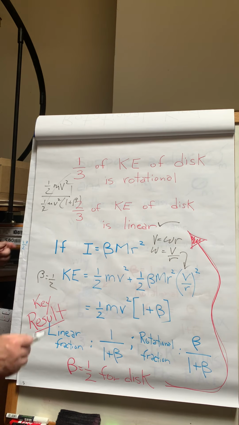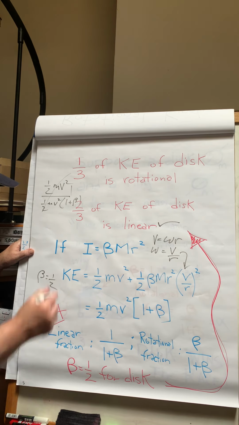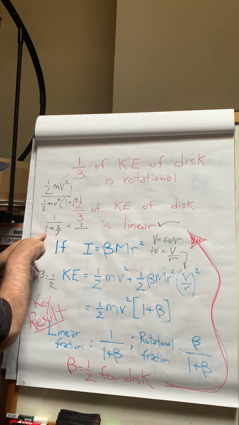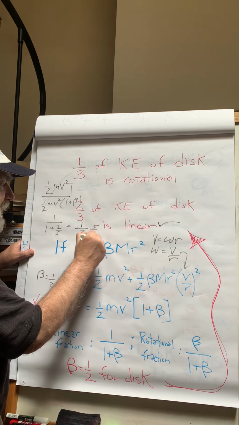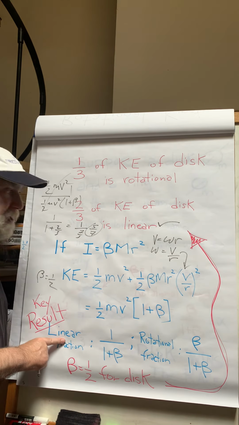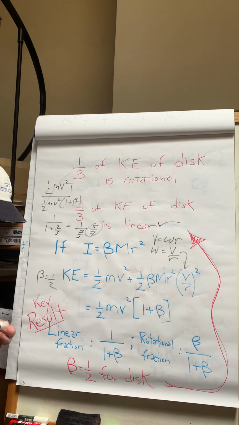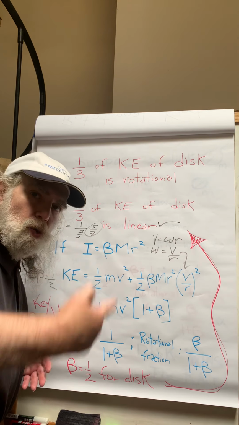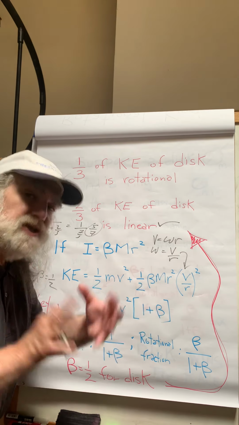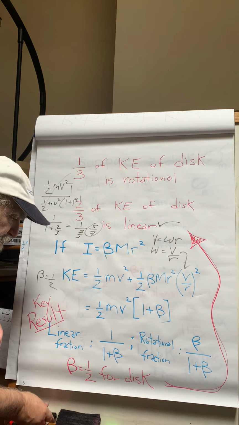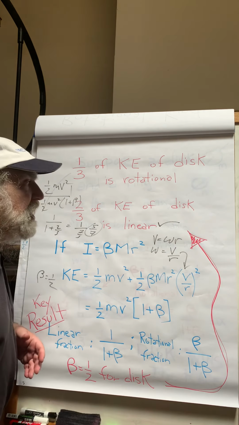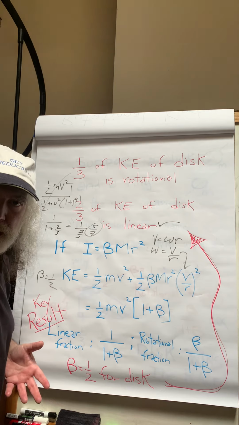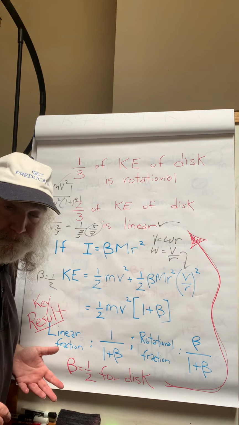What would it be for a sphere? Well, for a sphere that's solid, beta is 2/5. So 1 over 1 plus 2/5 would be 1 over 7/5. 5/7 of the energy would be locked in linear, and 2/7 would be locked in rotational. So we're always able to say what part of the energy is rotational and what part is translational. The sum of them is the total energy of the object. And that's going to help us as we begin to formulate a way of talking about the full motion of an object that can both rotate and translate.